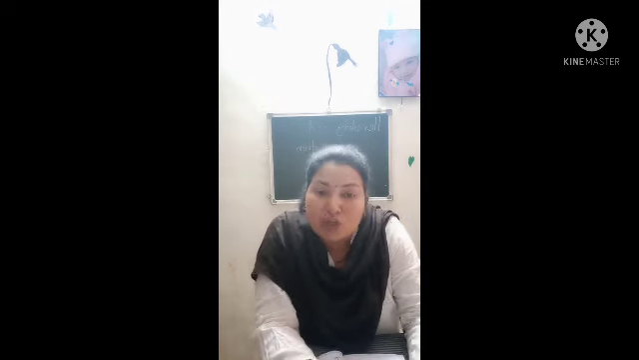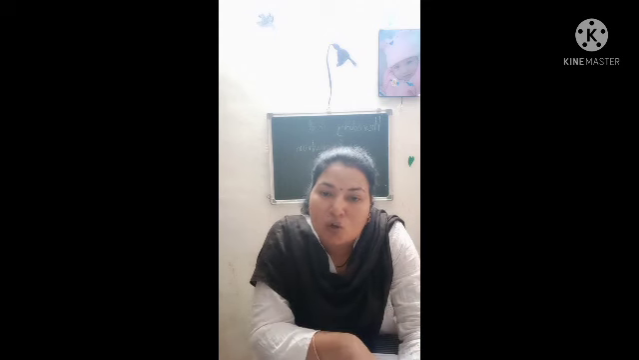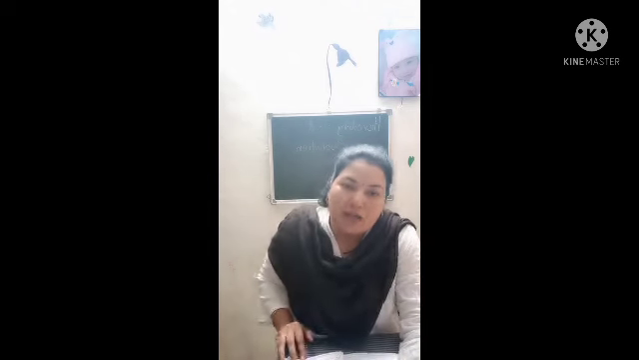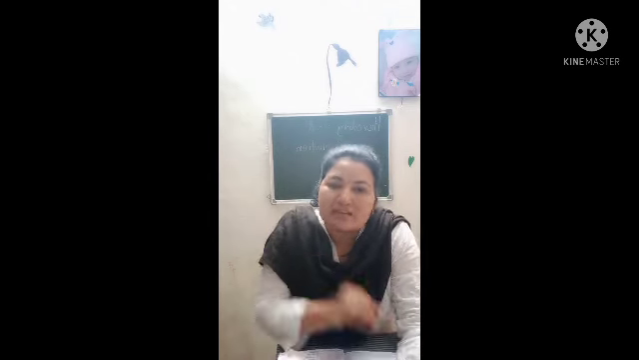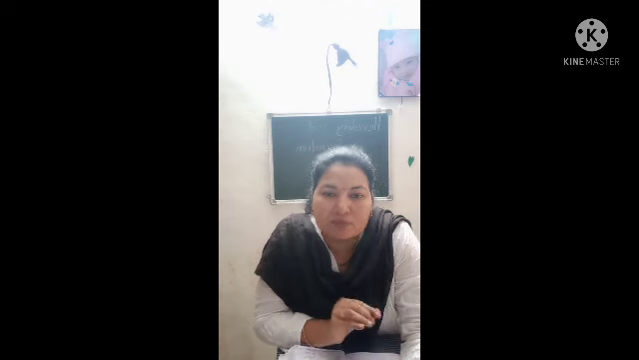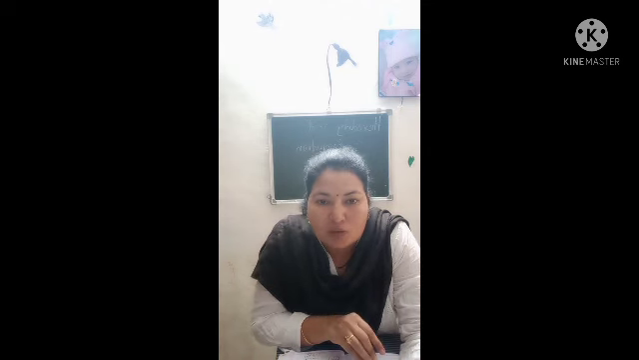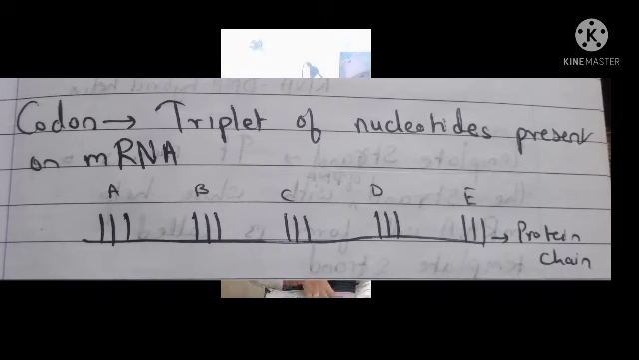Further, the basic unit of DNA and RNA is also called nucleotide. We'll study it further. Now, mRNA. I have already said that mRNA gives us codons. What is a codon? A codon is a triplet of nucleotides present on mRNA. Let us see how. Suppose this is mRNA.